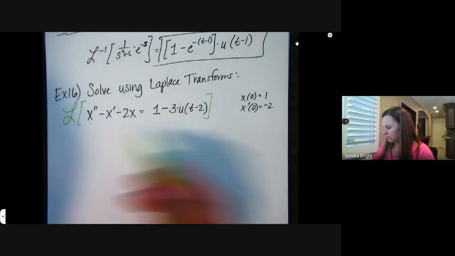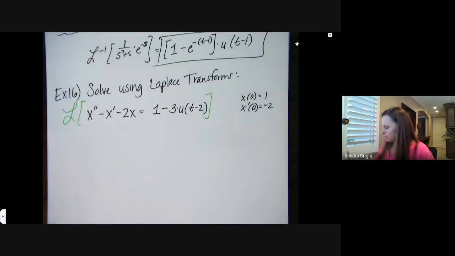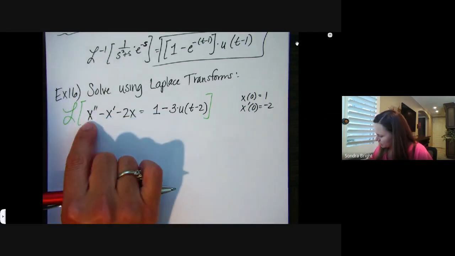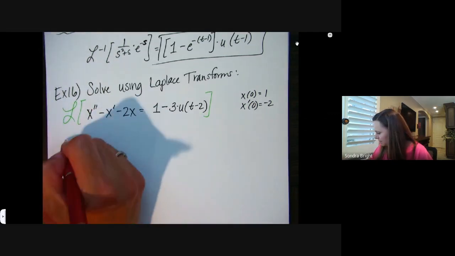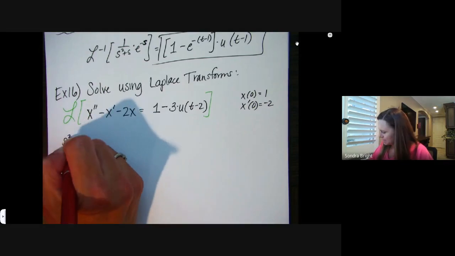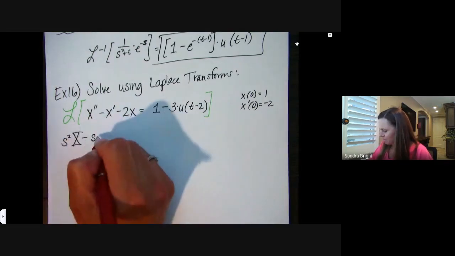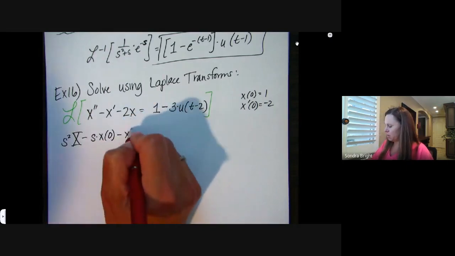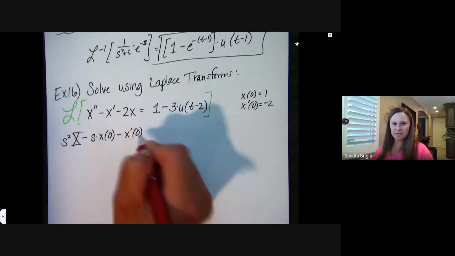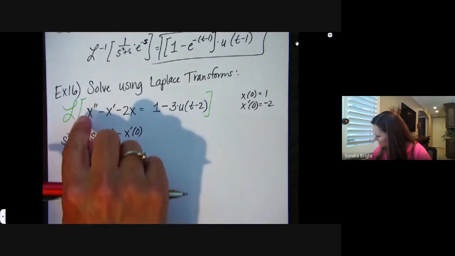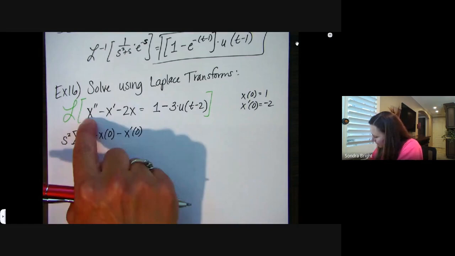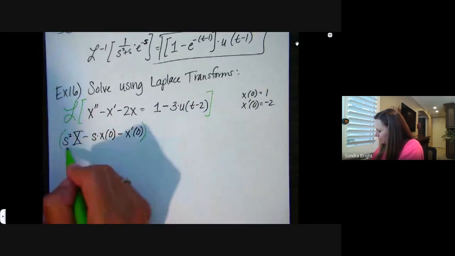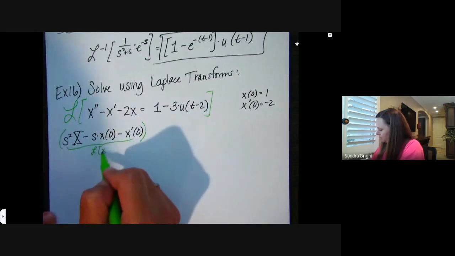this whole equation. Look back in your notes, the Laplace transform of x double prime is s squared times capital X minus s times x of 0 minus x prime of 0. That's all the Laplace transform of x double prime. So this was the Laplace transform on x double prime.